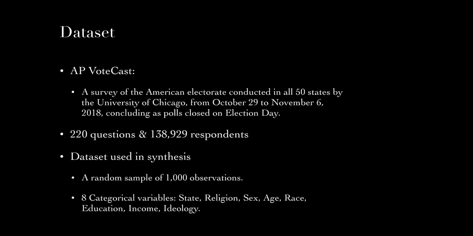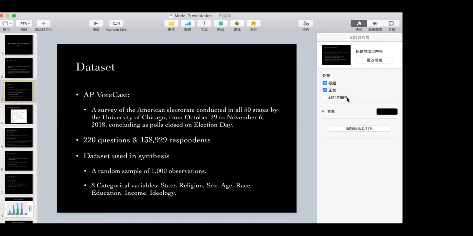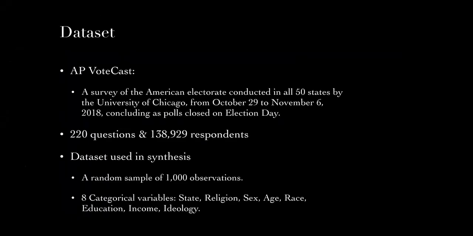So the dataset I use is AP VoteCast. It's a survey of the American electorate conducted in 50 states by the University of Chicago. There are roughly 140,000 respondents, and the questionnaire contains more than 220 questions.